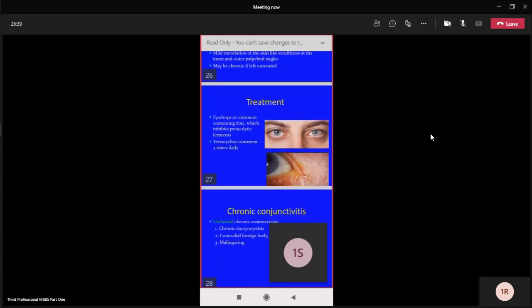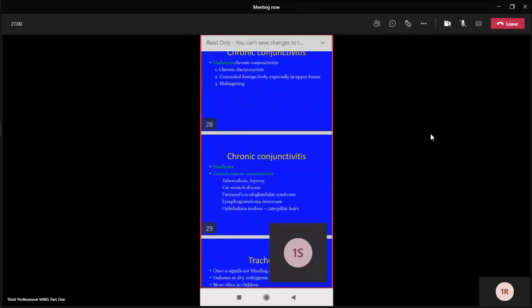Chronic conjunctivitis. If there is unilateral chronic conjunctivitis, we have to exclude chronic dacryocystitis, any concealed foreign body, especially in the upper fornix, or malingering. In chronic conjunctivitis, trachoma is one of the commonest causes, but as trachoma is eradicated from our country, we have no necessity to treat trachoma.